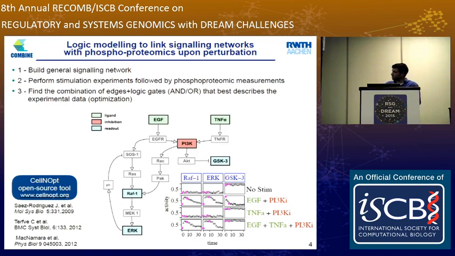You would build a signaling network based on either your own expertise or different databases. Then you perform experiments where you stimulate or perturb a cell with different ligands or drugs. For example, in this toy example, if we are interested in the pathways downstream of the EGF receptor and TNF receptor, I would stimulate with EGF and TNF alpha and perhaps block the activity of a kinase.